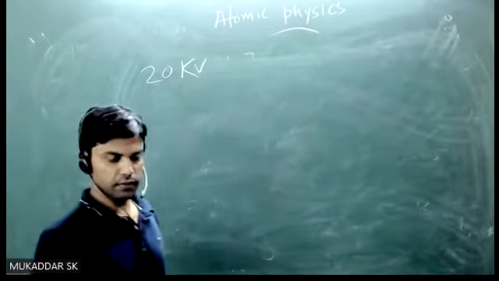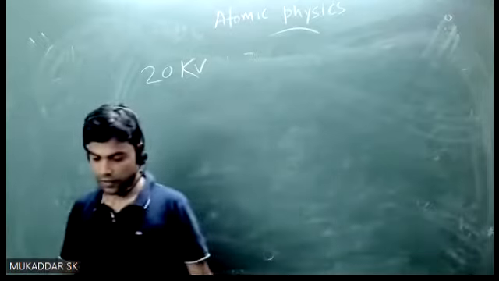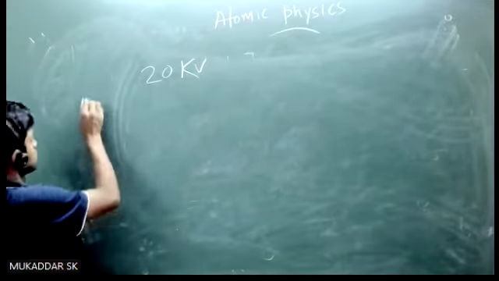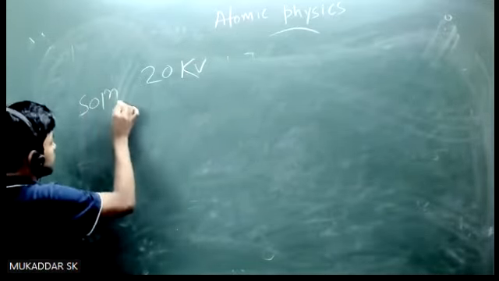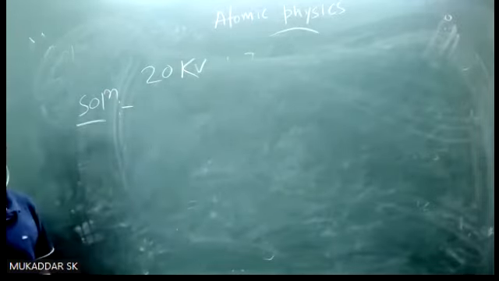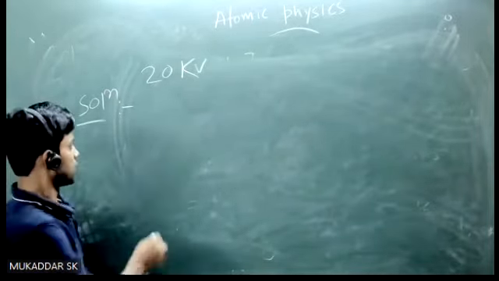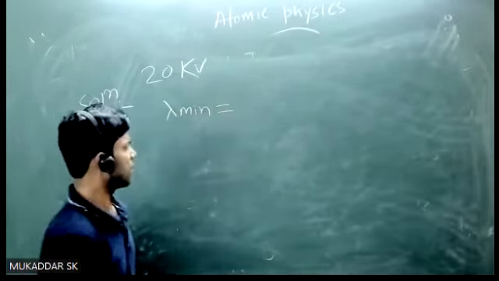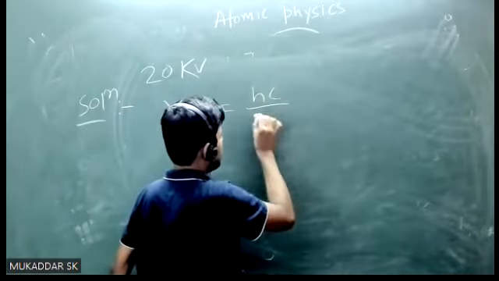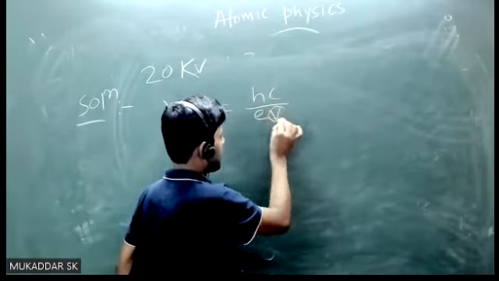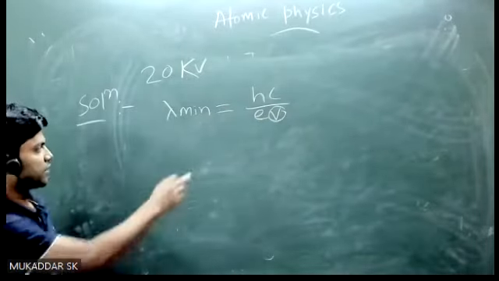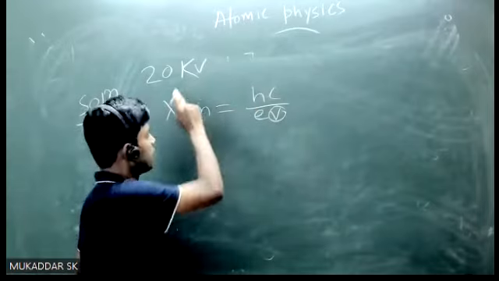It is very easy, right? So how will we do it? If you remember, last time we discussed that lambda min, the minimum wavelength of continuous X-ray, is nothing but hc by eV, where V is the applied voltage. So I'll substitute V here, that is 20 kilovolt.